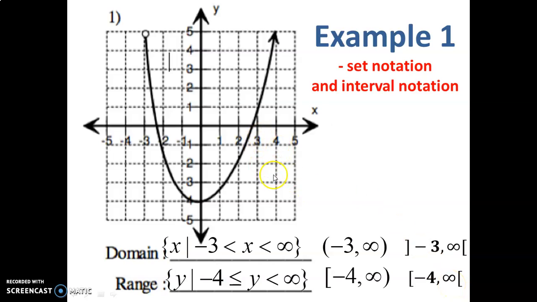Pause there if you need to. A lot of students struggle with domain and range the first time they see it on a graph like this. Make sure you understand exactly how this works.